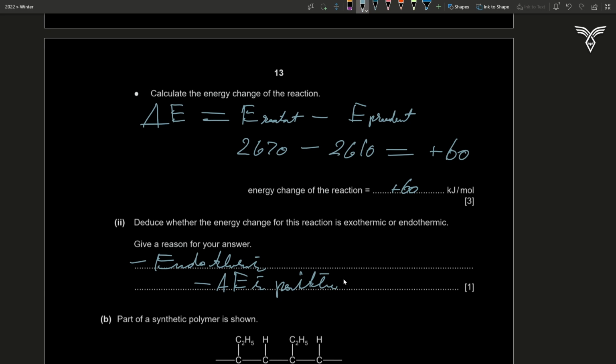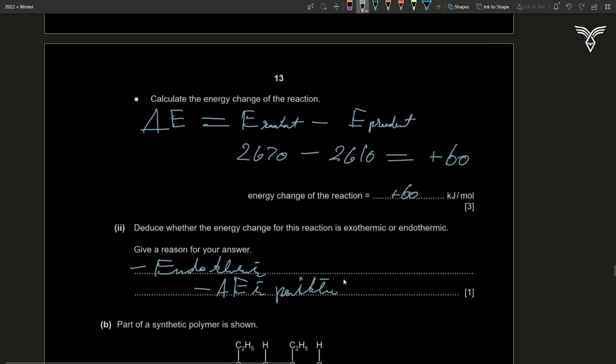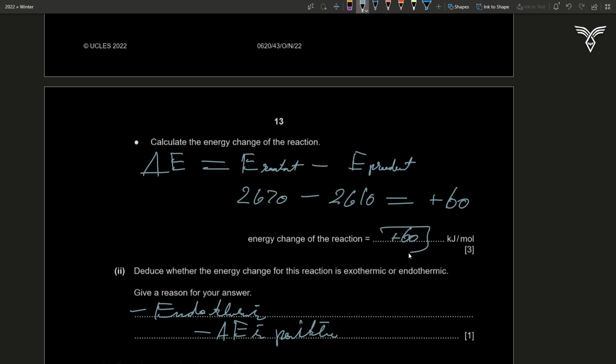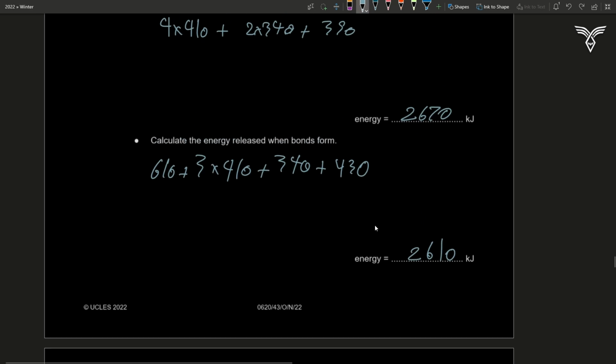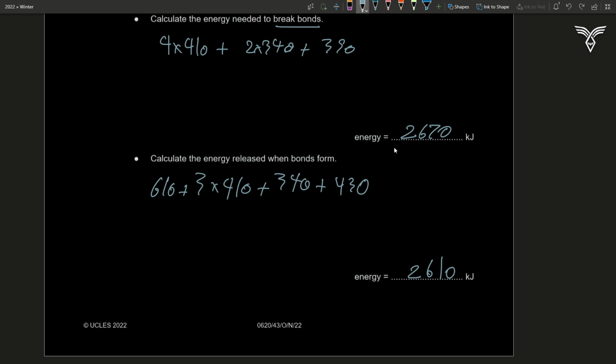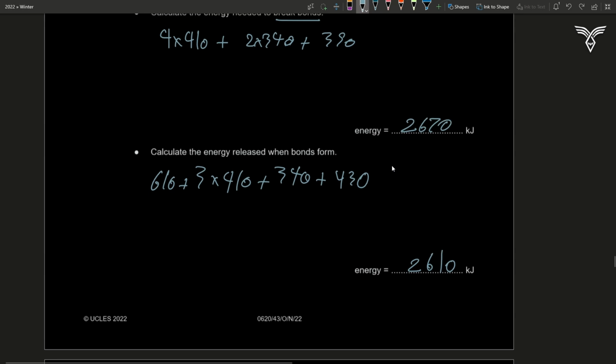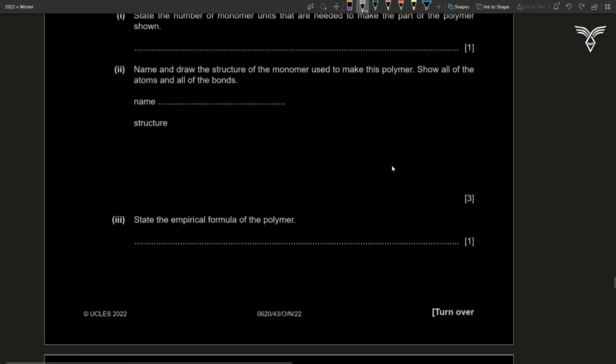Both indicate an endothermic reaction, whether it is the positive sign here or the fact that an endothermic reaction has more energy absorbed than energy released. Yes, sorry, English is not having its best day with me today.